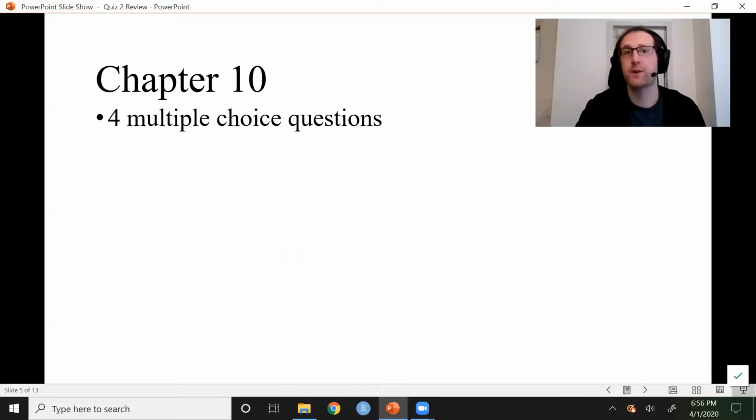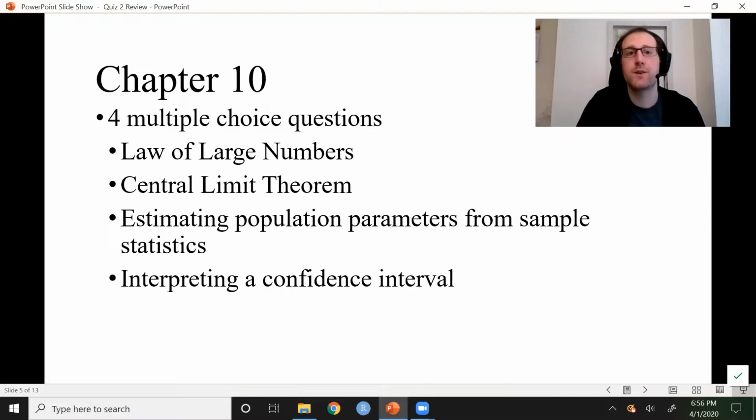For chapter 10, there's also 4 multiple choice questions that come from that. So for that, concepts that you should know: the law of large numbers, the central limit theorem. You should know that when you're doing inferential statistics, you are trying to estimate population parameters, so things like the mean or the standard deviation or the median or whatever it might be in the population. And what you use is the statistics from a sample, and know that population matches up with parameter and sample matches up with statistics. You should know how to interpret a confidence interval if I give you that information.